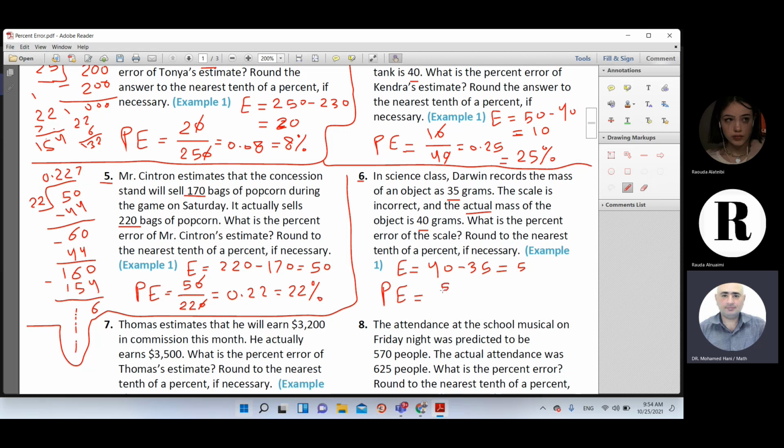It will be 5 over the real number, or the whole number, which will be 40. We can do simplest form here, divide up by 5 and divide down by 5, so the answer will be 1 over 8. Then we can do long division here.